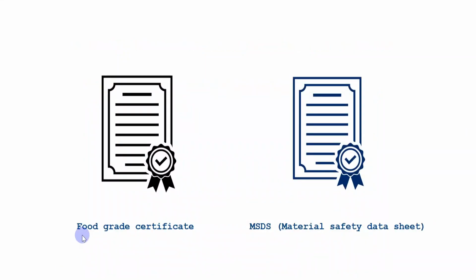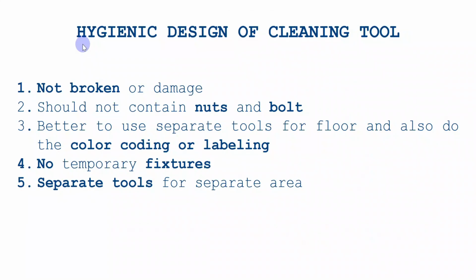Next point here is that all chemicals that you are using in the food area should be food grade, and for this you need to have a food grade certificate in your record. Second thing, you must keep a material safety data sheet for all chemicals, which includes all information, especially dosage, storage and instruction on how to use. And the last point of this clause is hygienic tools for cleaning. Here you need to make sure of the below points.